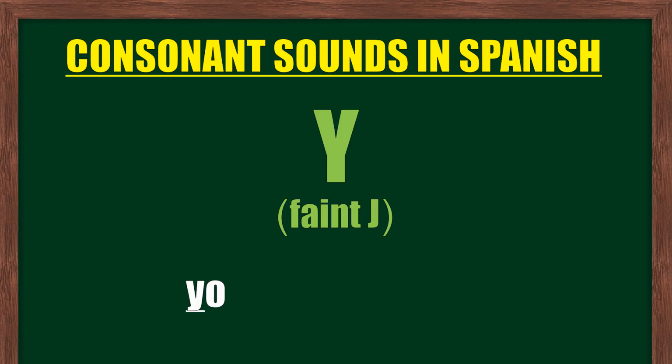Xilófono. The next letter that is not pronounced exactly the same in English and Spanish is the Y. The Y in Spanish is very similar to the Y in English, but in most places, it's pronounced like a very faint J sound. So the word yo, I, is usually pronounced with a light J sound. It is not a hard J sound, very pronounced, like in the name Joe. No, it's a very light J sound, yo. Or in playa.